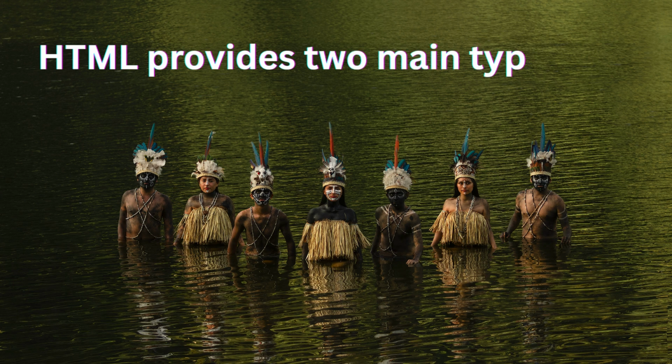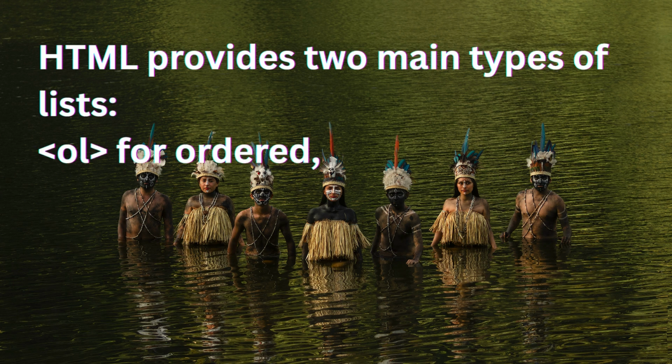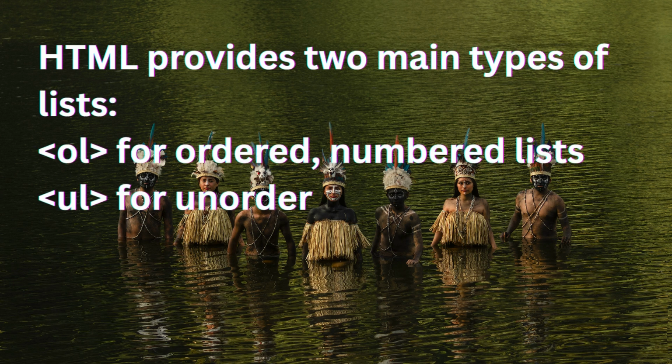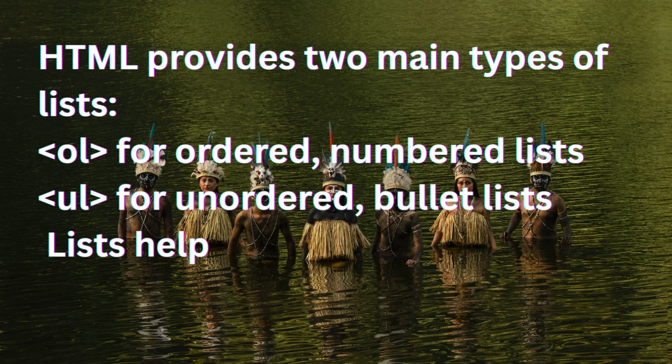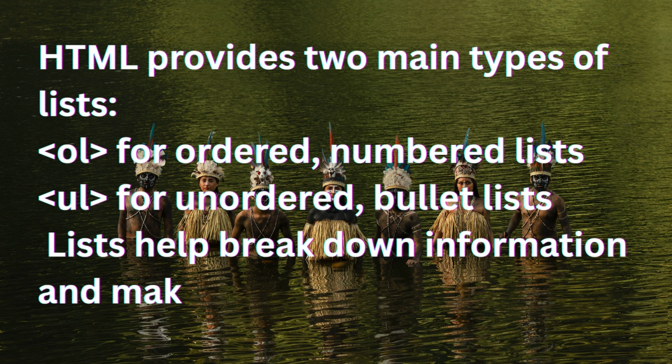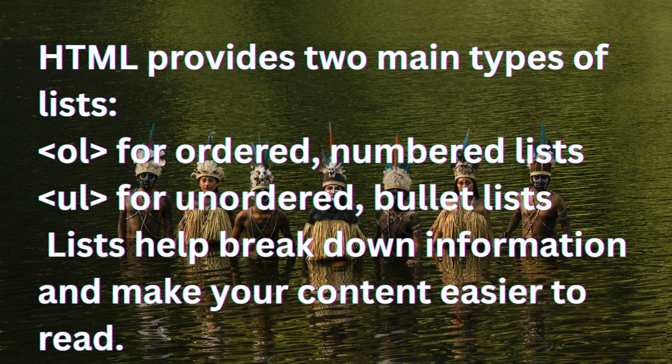HTML provides two main types of lists: <ol> for ordered, numbered lists, and <ul> for unordered, bullet lists. Lists help break down information and make your content easier to read.